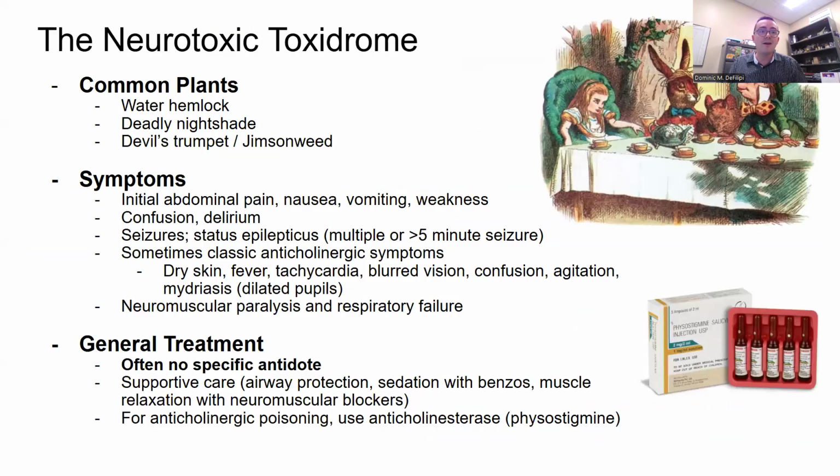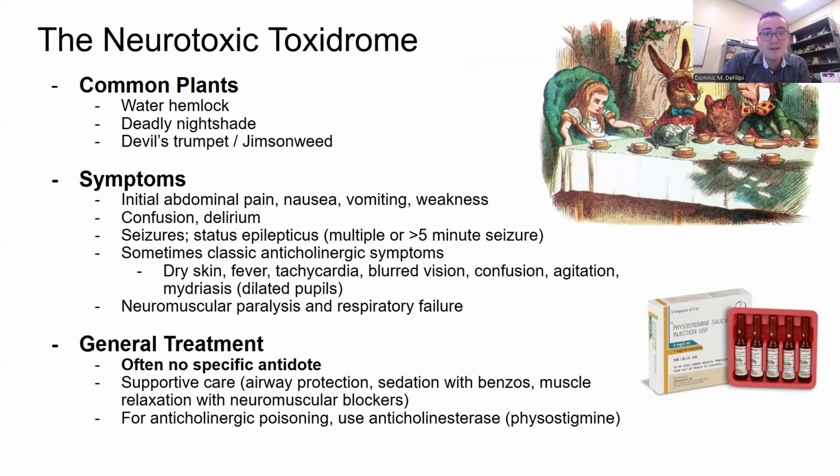Next up, we've got our neurotoxic toxidrome. So common offenders here: water hemlock, deadly nightshade, and the devil's trumpet or Jimson weed. I mean, devil's trumpet, you can't come up with a better neurotoxic name for a plant, right?